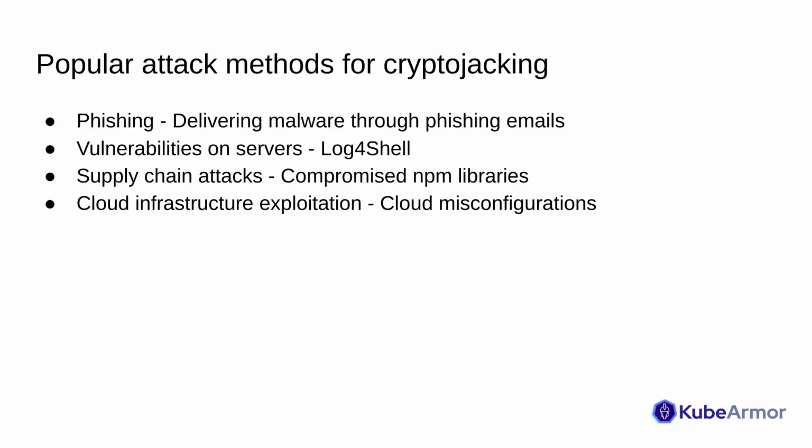The third one is supply chain attacks, where you might be using a compromised npm library that is malicious in nature and mining for cryptocurrencies in the background. The fourth one is directly exploiting the cloud infrastructure, where an attacker exploits the cloud misconfigurations like excessive permissions for cloud resources to mine for cryptocurrencies.